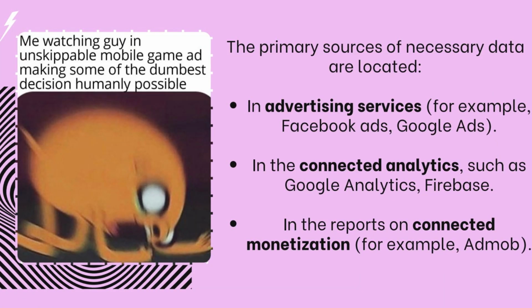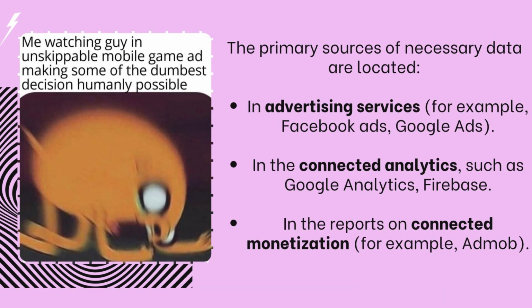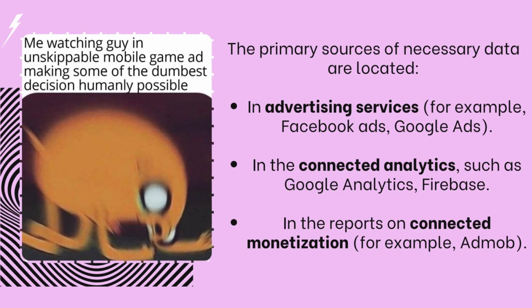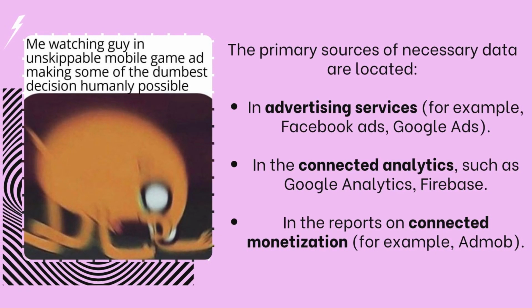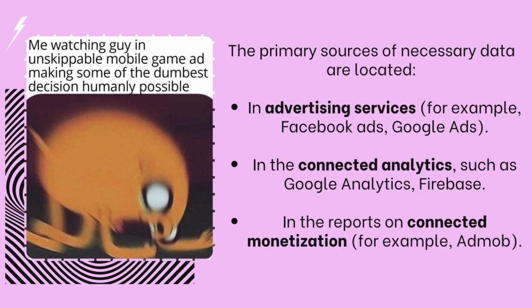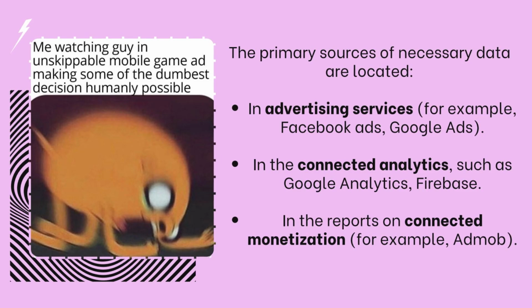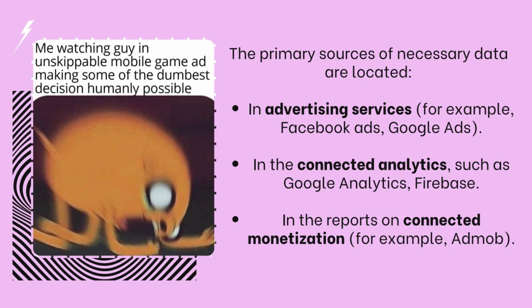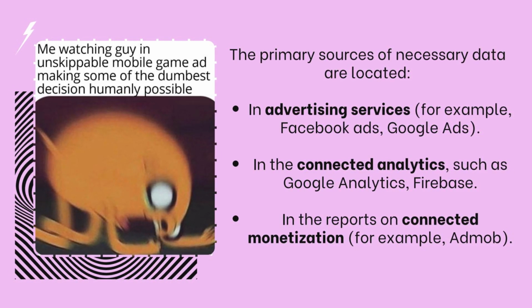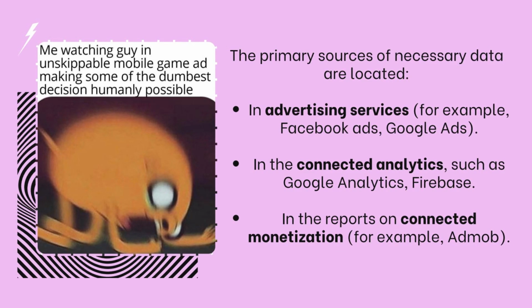The primary sources of necessary data are located in advertising services, for example, Facebook Ads, Google Ads, in the connecting analytics, such as Google Analytics, Firebase, in the reports on connecting monetization, for example, AdMob. You can use additional services to combine analytics. You can create your own reports or calculate manually.